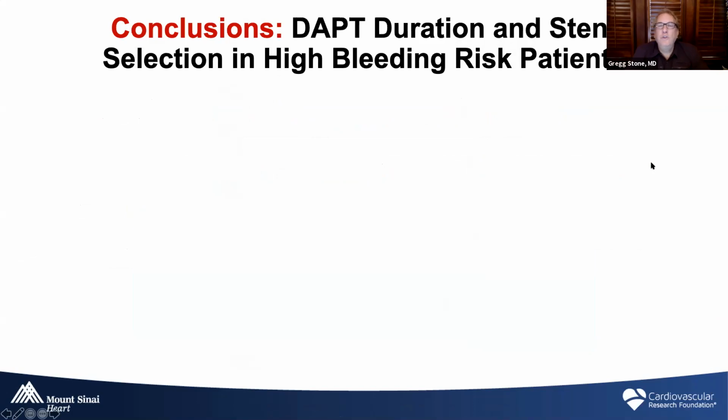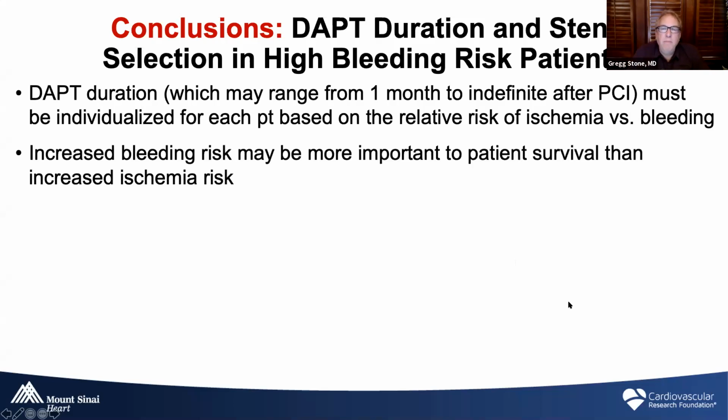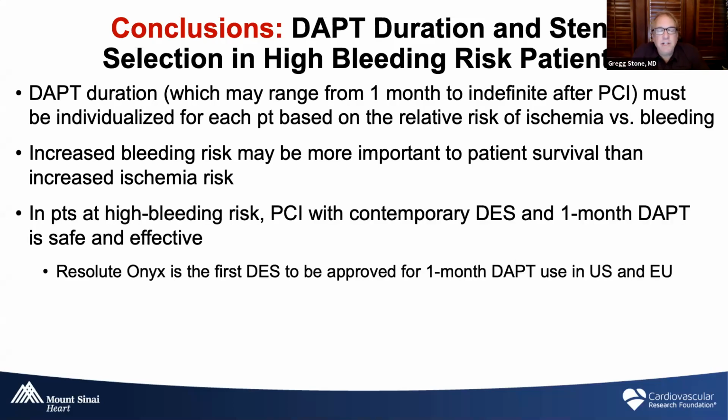So if I was going to conclude about DAPT duration and stent selection in high bleeding risk patients, I would tell you that DAPT duration, which may range from 1 month to indefinite use after PCI, must be individualized for each patient based on the relative risk of ischemia versus bleeding. Increased bleeding risk may be more important to patient survival than increased ischemia risk. In patients at high bleeding risk, PCI with contemporary drug-eluting stents and 1 month of DAPT is safe and effective. And in this regard, Resolute Onyx is the first drug-eluting stent to be approved in Europe and the United States for 1 month DAPT use.